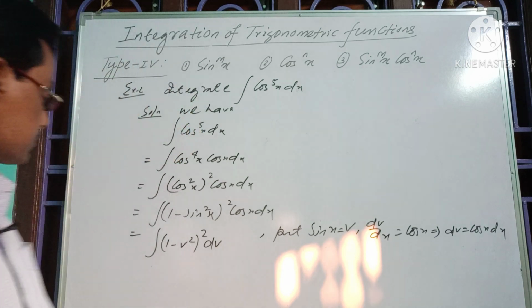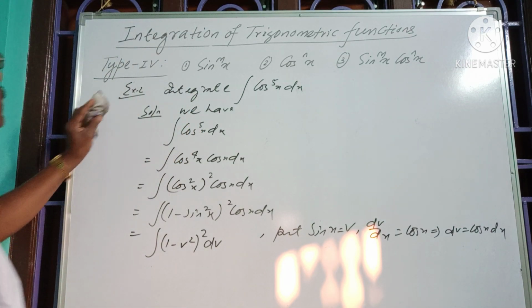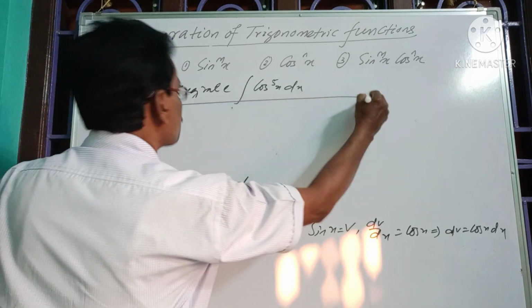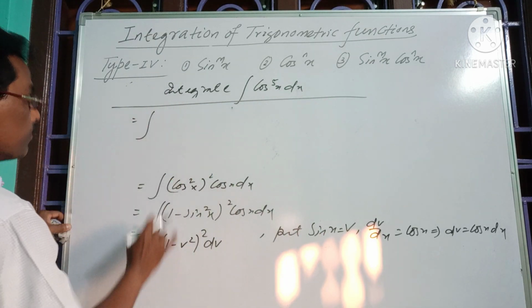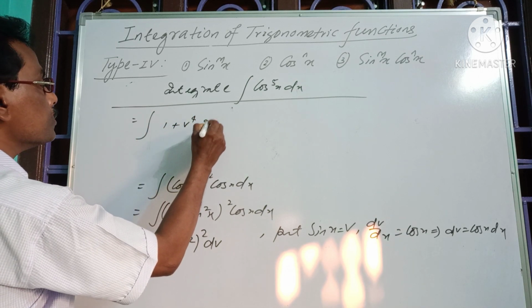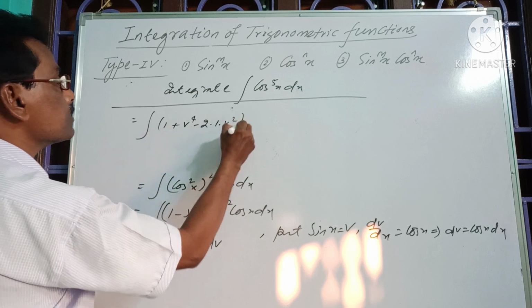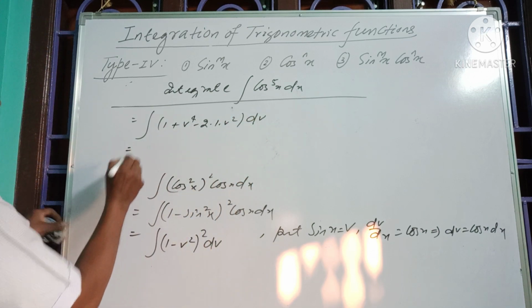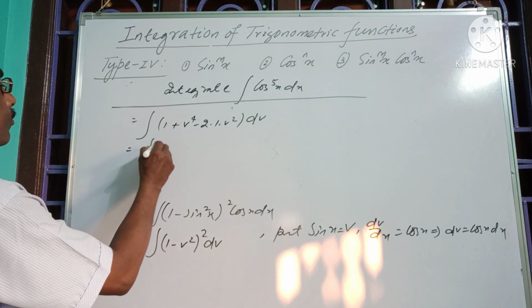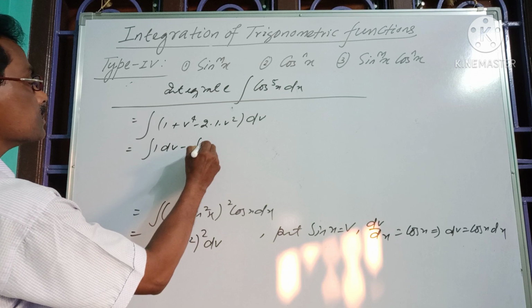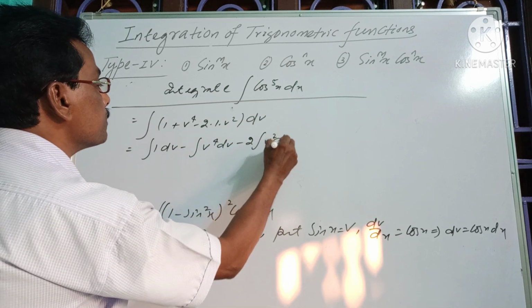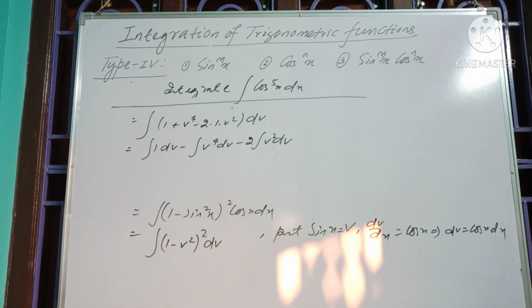So now squaring, we have the integration of (1 plus v to the power 4 minus 2 into 1 into v square) whole integration with respect to v. Again simplifying, we have integration of 1 with respect to v minus integration of v to the power 4 with respect to v minus integration of 2 into v square with respect to v. So now all the integrands are easily integrable.